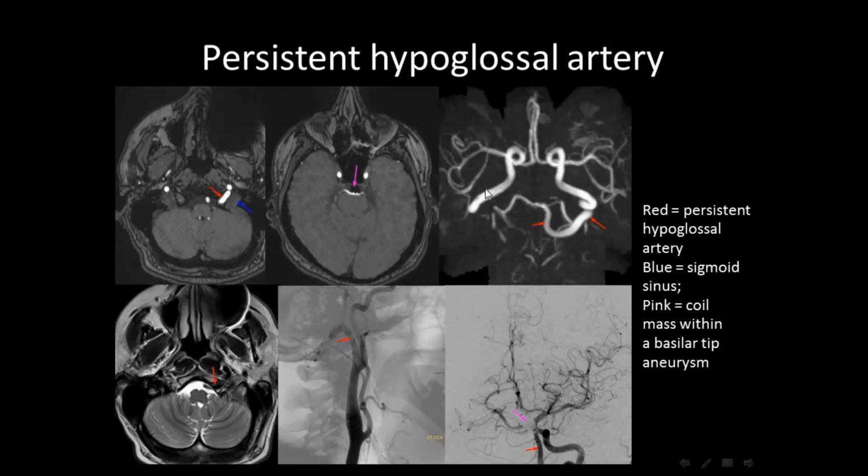This is another case of persistent hypoglossal. This is a persistent hypoglossal artery, as we see here, the one that is with the red arrow. This is the hypoglossal artery. Normally, there is no connection between the internal carotid artery and the basilar artery at this level.